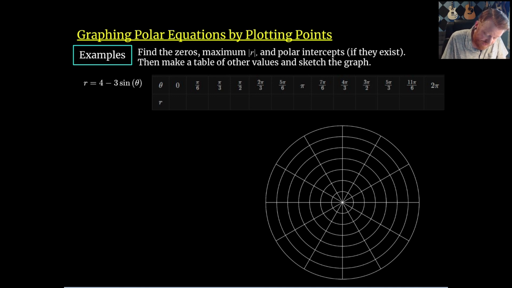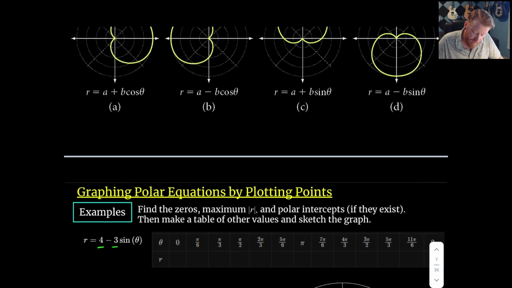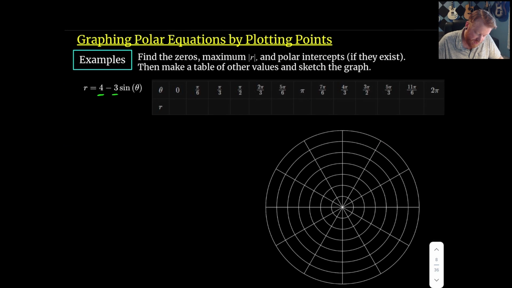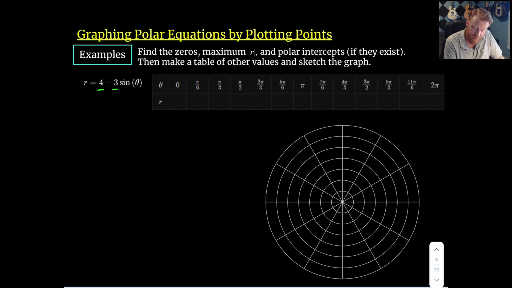All right, so let's take a look at another example here. What we noticed on that last one is that the coefficient in front of the sine or cosine was the same as the number in front, so a and b were the same. Here we have the a value being bigger than the b value. Sometimes those variables get reversed, so just making sure: a is bigger than b. Let's see what happens once we get into this situation.